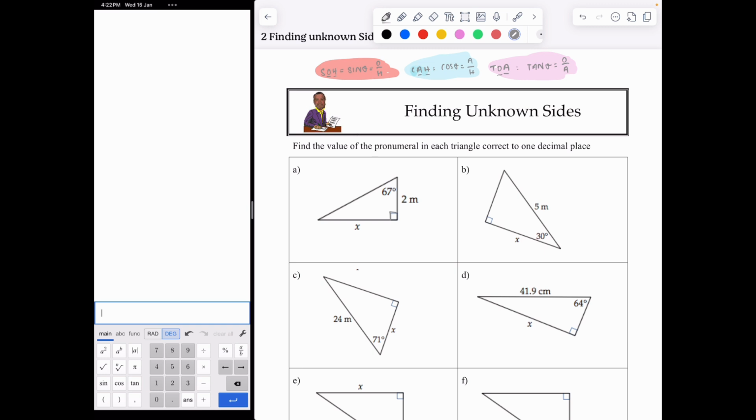You need to be really familiar with this skill because this comes in handy for physics, okay? So the three functions you need to know is SOH CAH TOA. This is a useful acronym to help you figure out what equation to use.